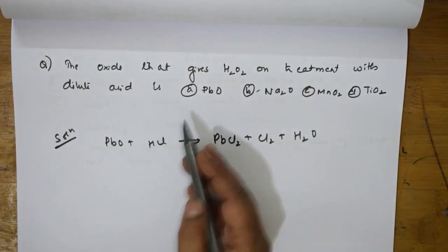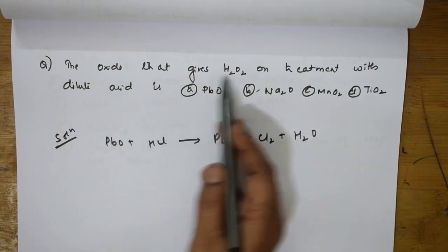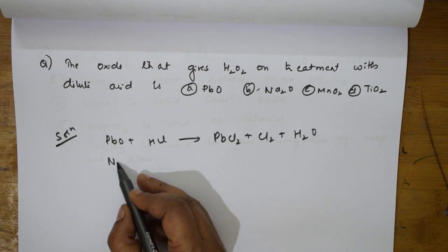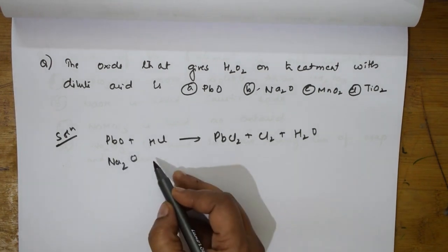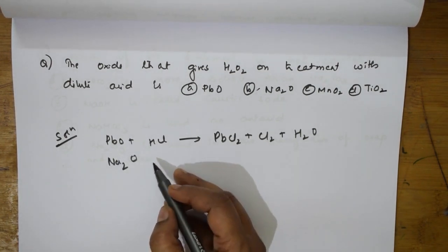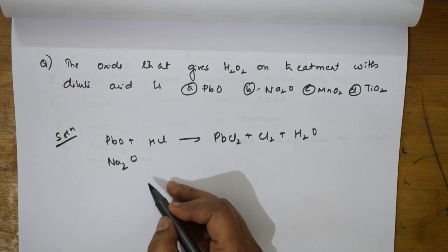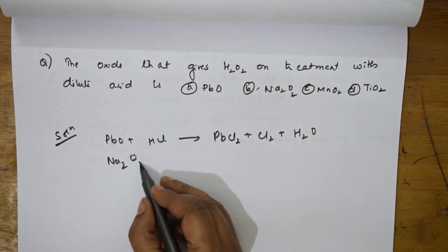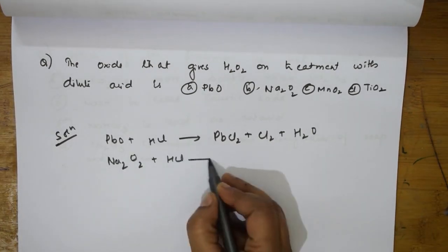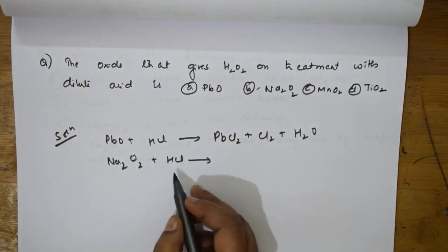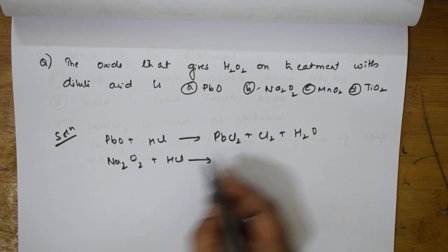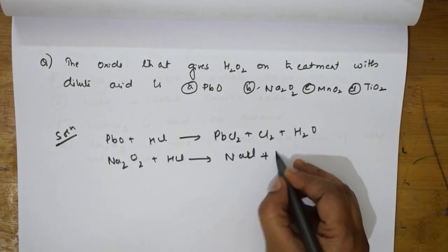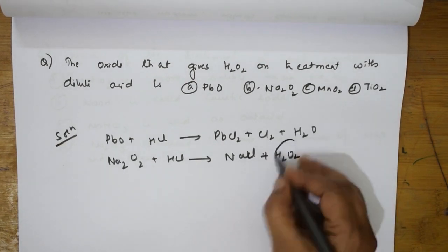First one. Second one, what they want? Oxide that gives hydrogen peroxide. No, hydrogen peroxide is not evolved from here. Let us see with Na2O. Na2O2 it should be, right? Yes. Na2O2 plus HCl. It gives us, what does it give? NaCl plus hydrogen peroxide. Okay, our hydrogen peroxide is there here.